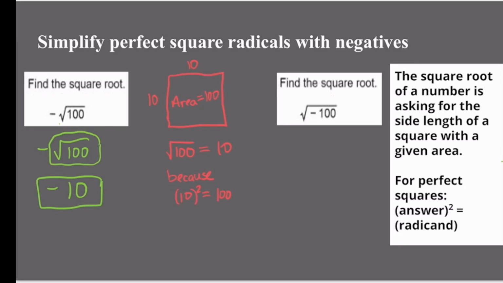This problem on the right has a negative inside the radical. So that means you have to draw a square where the area inside is negative. You cannot have a negative area. Area is a number of square feet within a given space, and you can't have a negative number of feet. It doesn't make sense. So because of this, you cannot have any negatives underneath the square root.